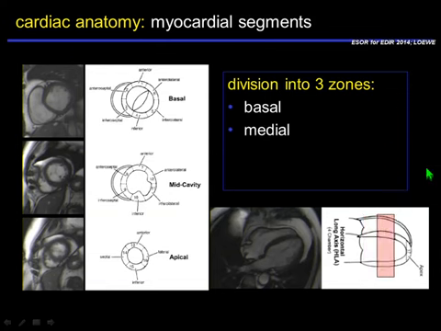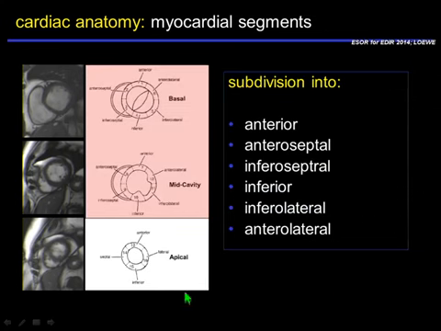Then we have the mid zone, and finally we have the apical zone, and really the apex could be taken as another zone, but usually we are talking just about 3 zones from basal to apical. And within these 3 zones, coronary segments are described: 6 in the basal zone, 6 in the mid-cavity or medial zone, and 4 in the apical zone.